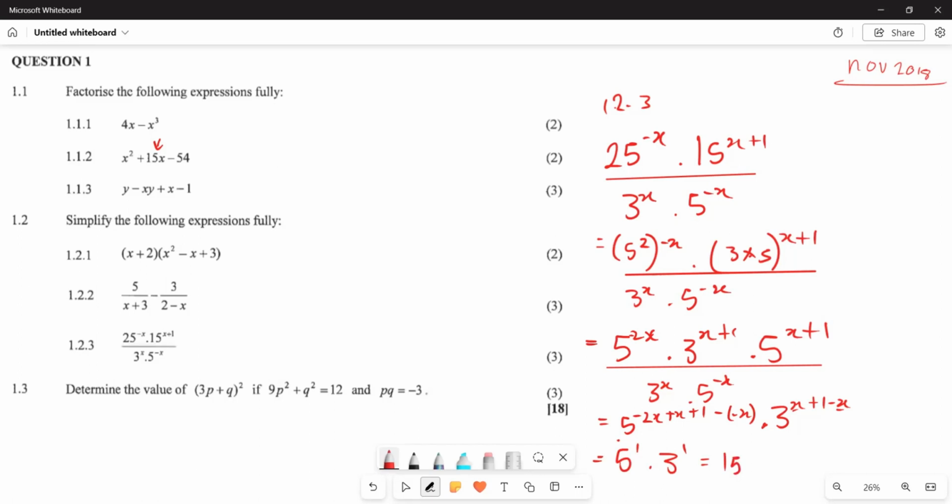So basically, this is how you are going to solve this type of question. Hopefully this makes sense to you. Now let's move swiftly along.